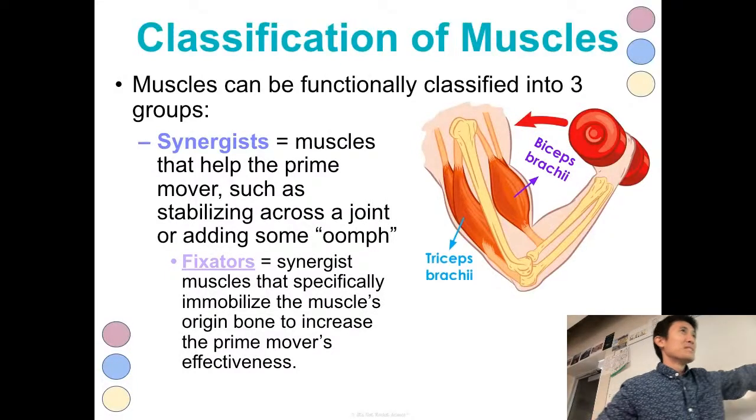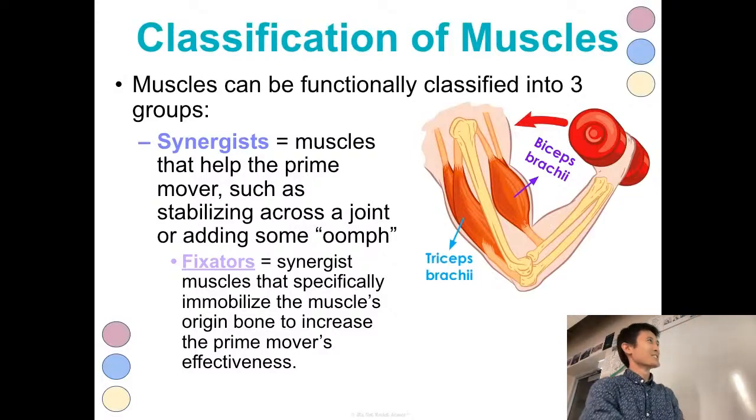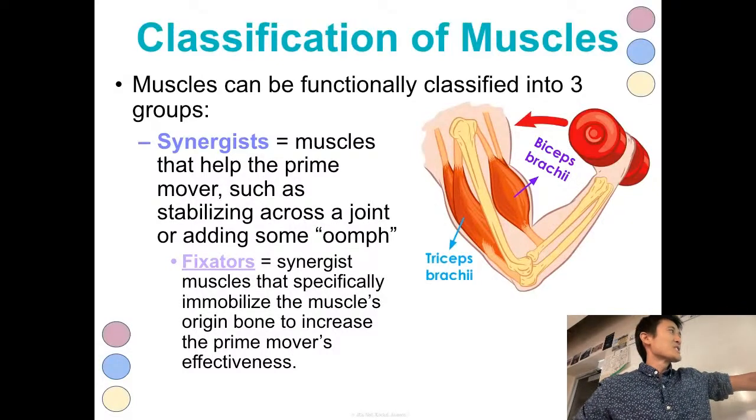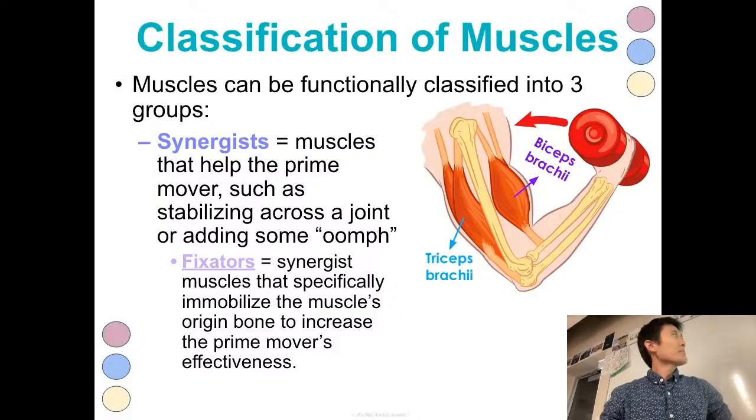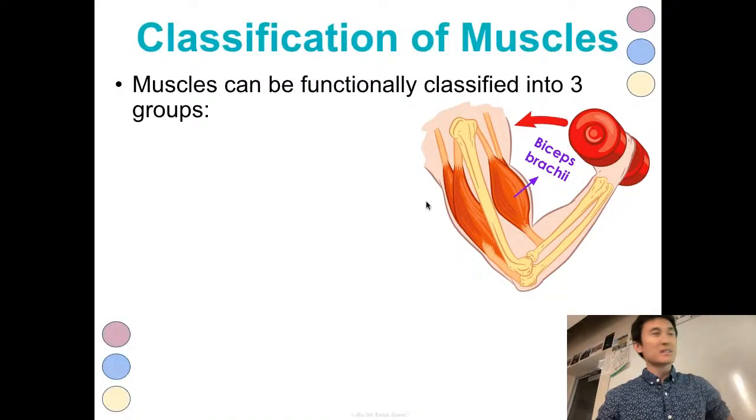Here's that oomph. It helps us stabilize the joint. It adds some oomph to it. Okay, synergist. There are specific types of synergists, but again, not super important. Okay, the last one. Here, brachioradialis, brachialis. Those are all synergists to the biceps brachii.